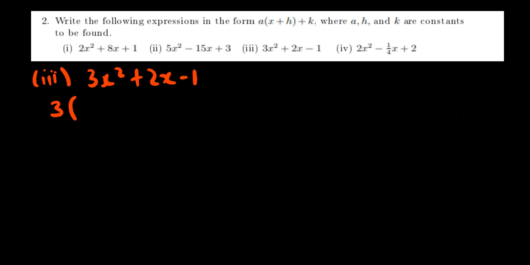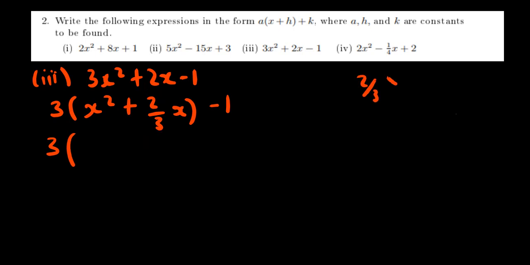I'm going to use the same method that I used. So 3 times x squared plus 2 over 3 x. I've only factored out that part, and I'll just go along with the negative 1 to avoid a lot of fractions, because of space. Now you find the half of 2 over 3. Multiplying by half, we have 2 over 6, which is the same as 1 over 3. So we're going to square that.